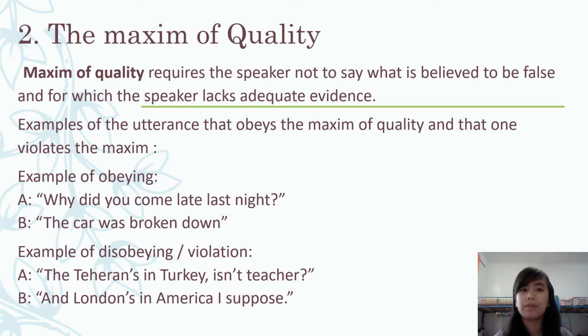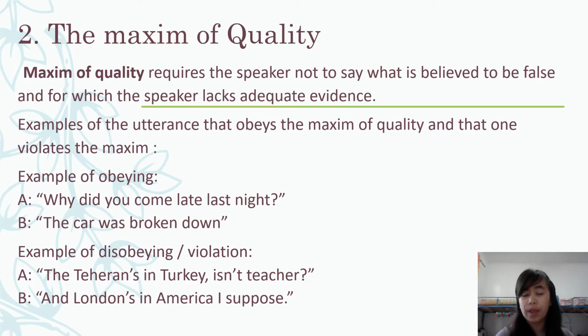The second one is the maxim of quality. The maxim of quality requires the speaker not to say what is believed to be false, or for which the speaker lacks adequate evidence. For example of obeying: Why did you come late last night? The car was broken down. B just tells the truth that his car was broken down so that he came late.